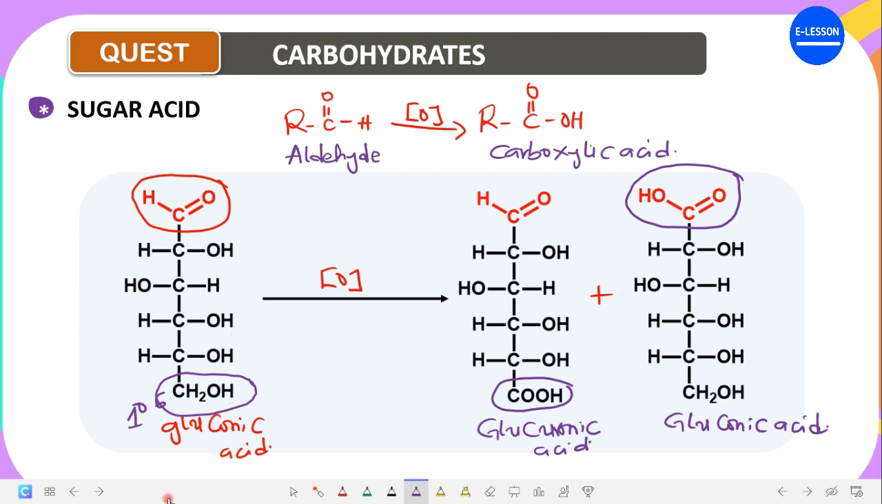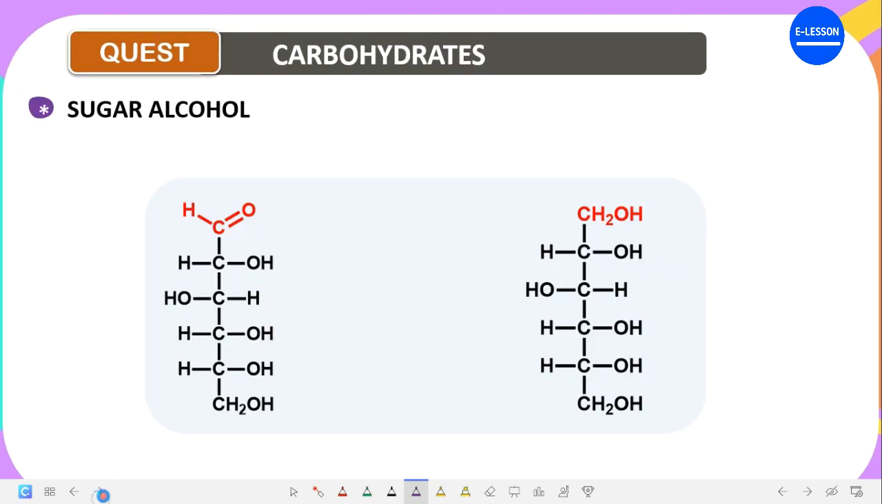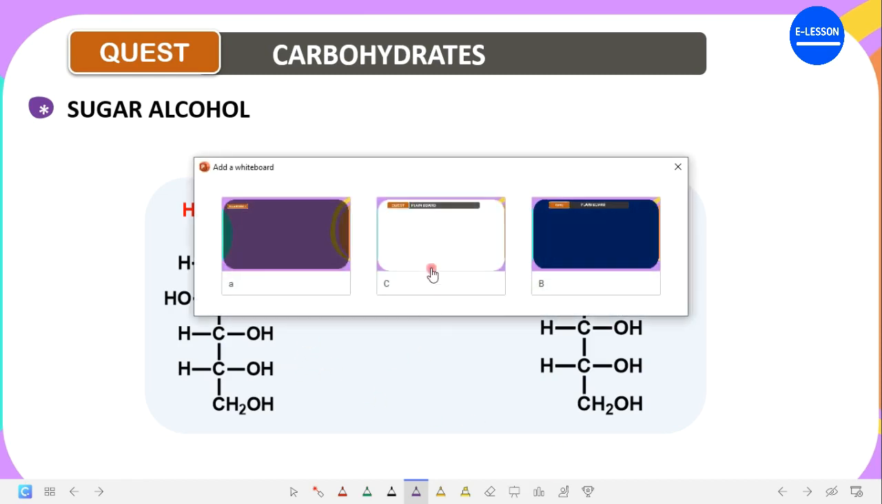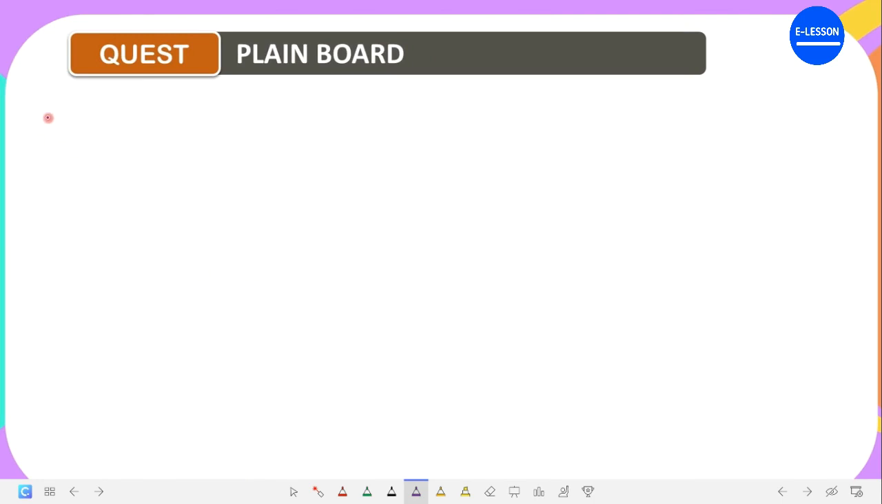Okay, the next thing we are going to look at is sugar alcohol. Now, how do you think sugar alcohols are formed? Now, we said whenever aldehydes are oxidized, they will give us carboxylic acid. And I said something also that whenever primary alcohols are oxidized, first of all, if it's a controlled process, it's going to give us an aldehyde functional group. Are you getting it now?